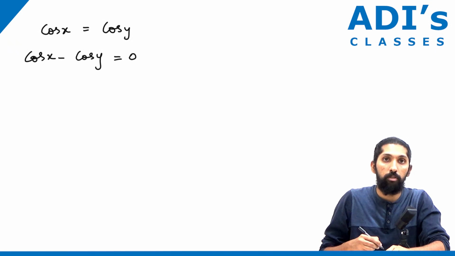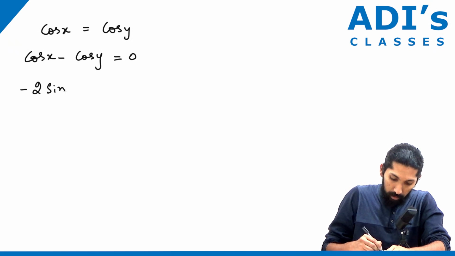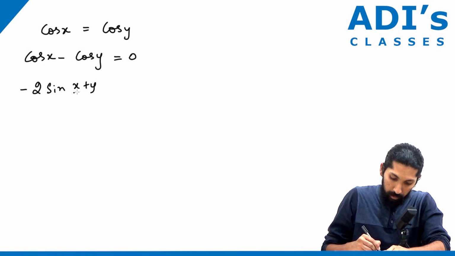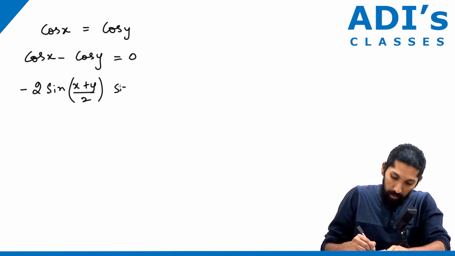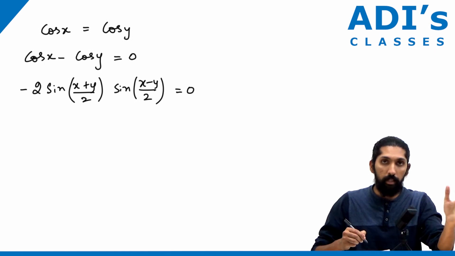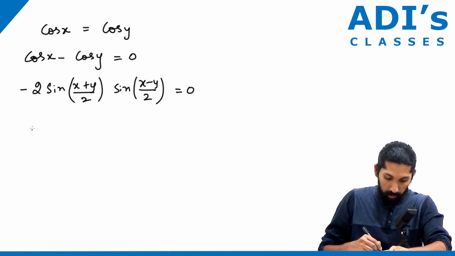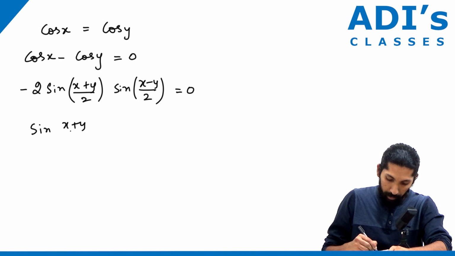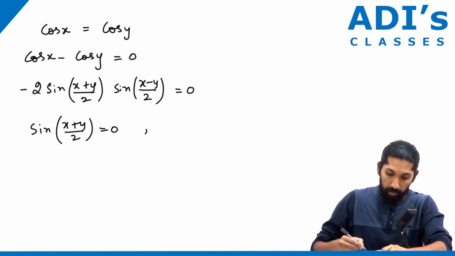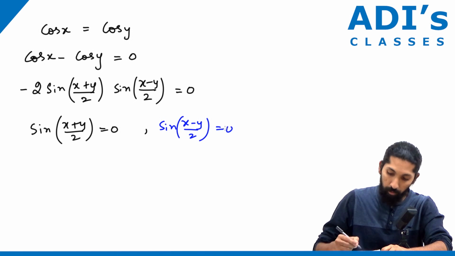Now, when you take cos C minus cos D, we can take this as minus 2 sine of C plus D, oh sorry, in this case it is x plus y, right? Sine of x plus y by 2 into sine of x minus y by 2 is equal to 0. Now, the minus 2, anyway, you can get rid of it. That's not much of a concern. That means now we have two things. Sine of x plus y by 2 is equal to 0, first case. Or what is the second case? Sine of x minus y by 2 is equal to 0.